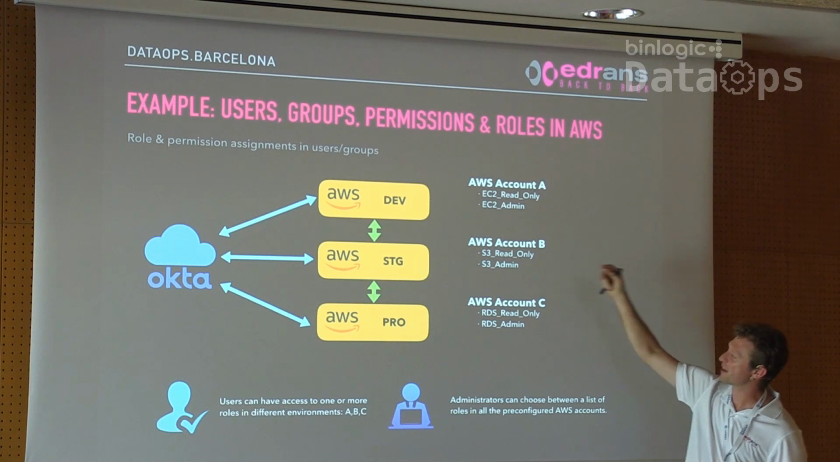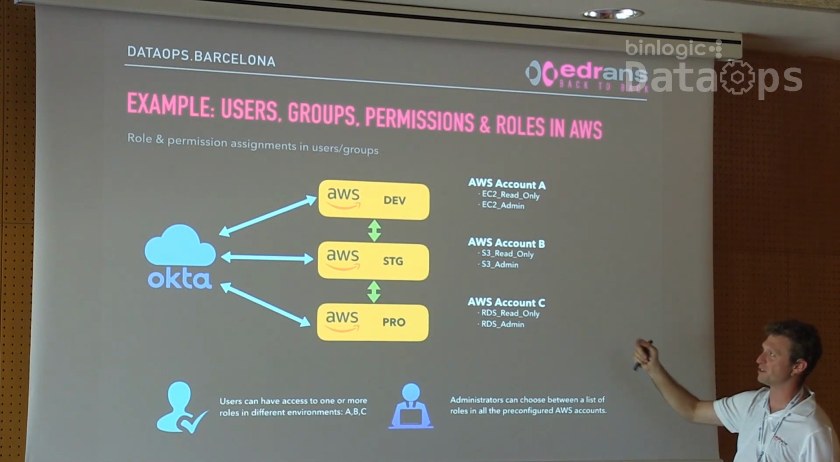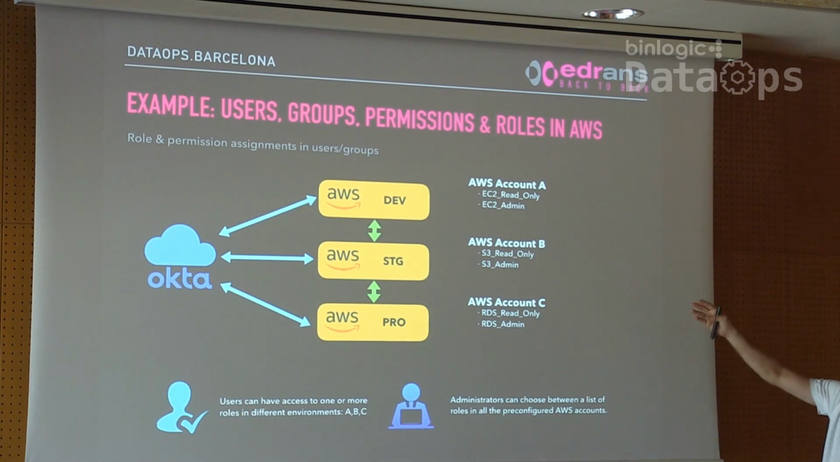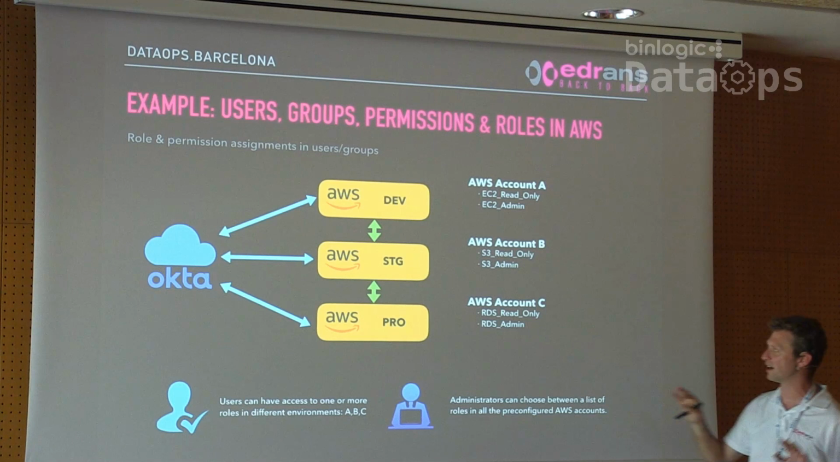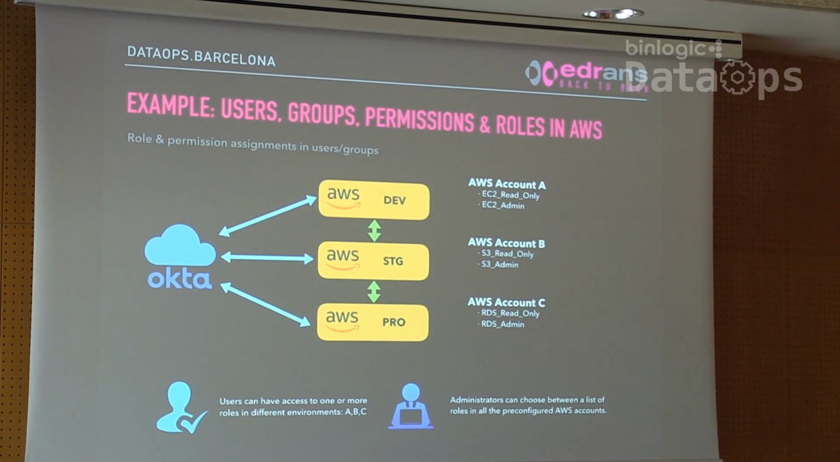2 different teams can have different access in different environments to different resources. In this case, I just put an example of EC2 read-only, EC2 admin, S3, and RDS. So people from the DevOps department have full admin access, for example, and developers in production only have read-only access.